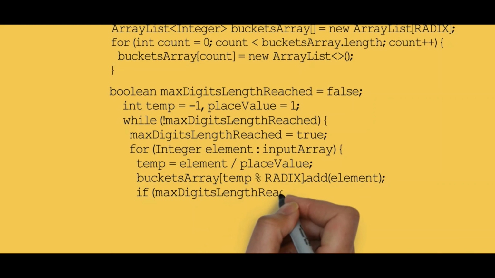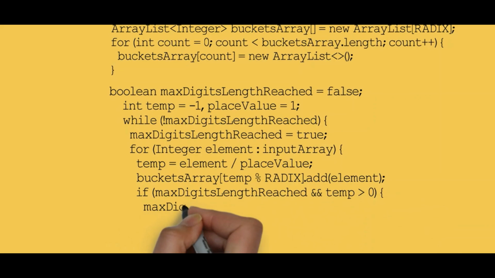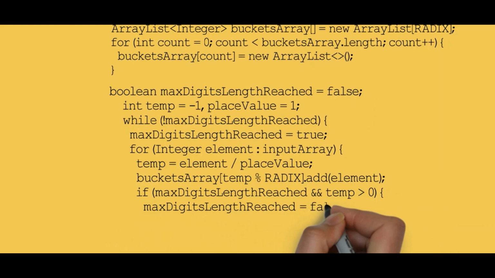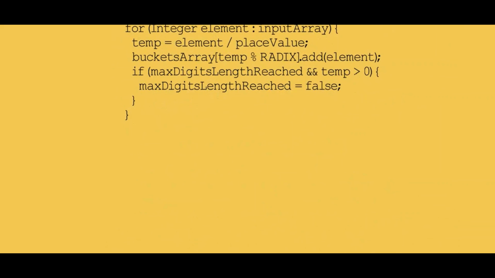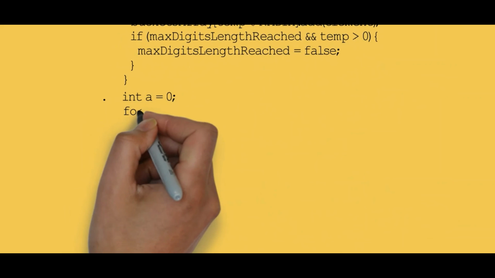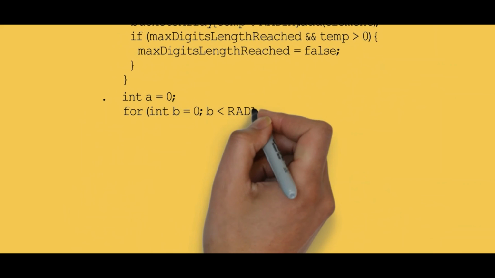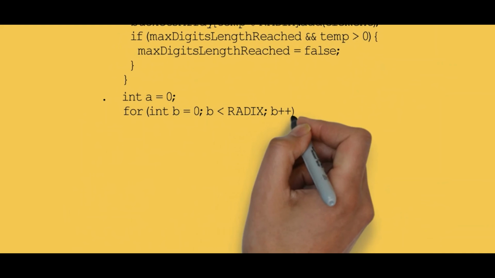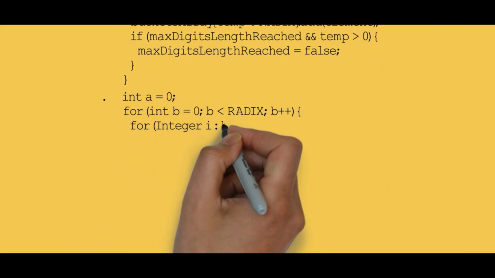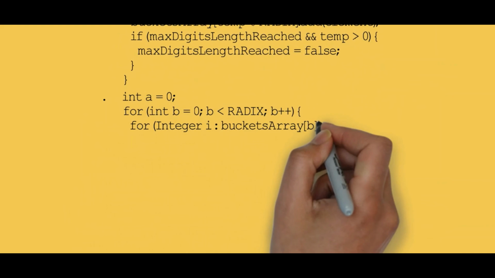So the moment we reach 4 digits, and we know that all our numbers are currently 3 digits, I mean the algorithm doesn't know but we know, in the fourth number the temp divided by place value will go below 1 and so our max digits length reached, which we had set true earlier, will remain true. It won't become false. Once we have done that loop, we come out of the loop.